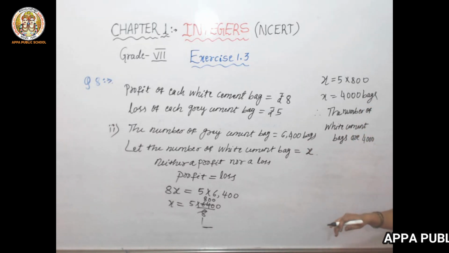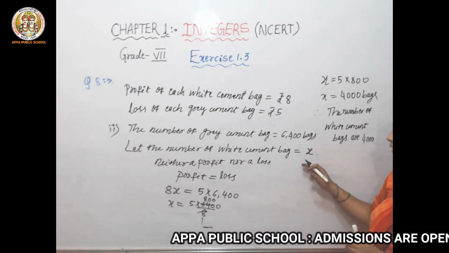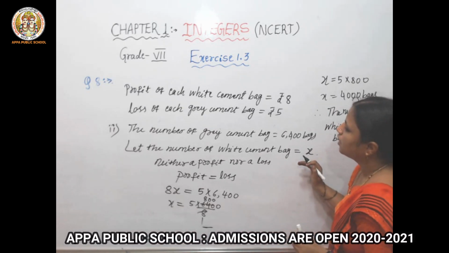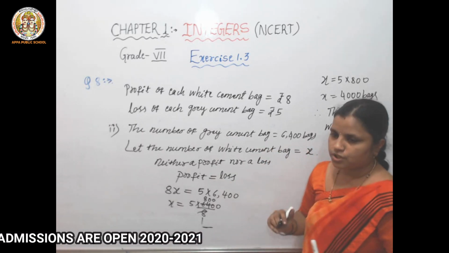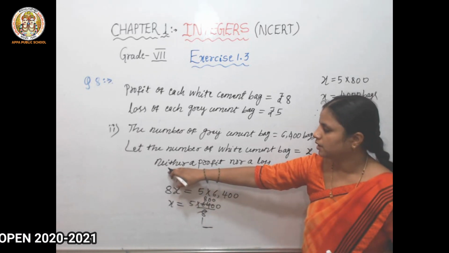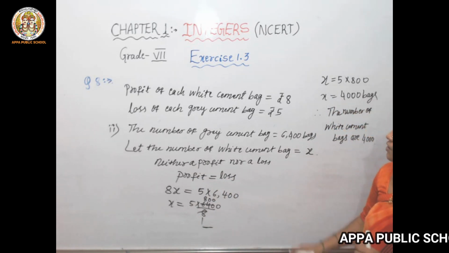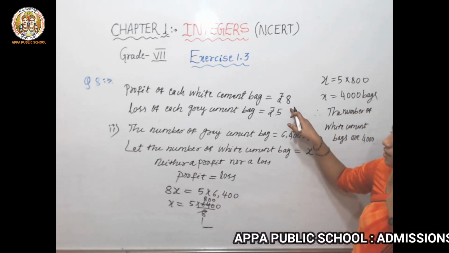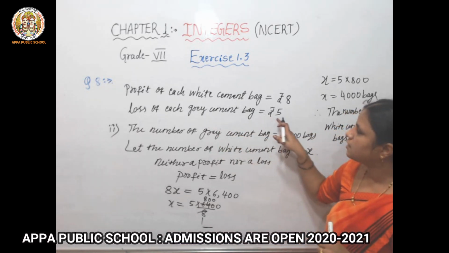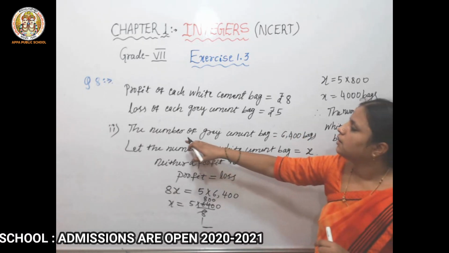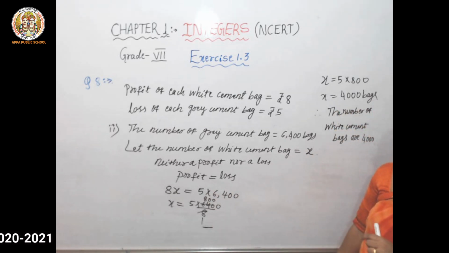Once again I will repeat it. The question is to calculate the number of white cement bags, which is the unknown, so we take it as x, and the number of grey cement bags is 6,400. The company is getting neither a profit nor a loss, which means profit equals loss. For each white cement bag it is rupees 8, so for x bags it is 8 into x. The loss on each grey cement bag is rupees 5, and there are 6,400 bags, so it is 5 into 6,400.